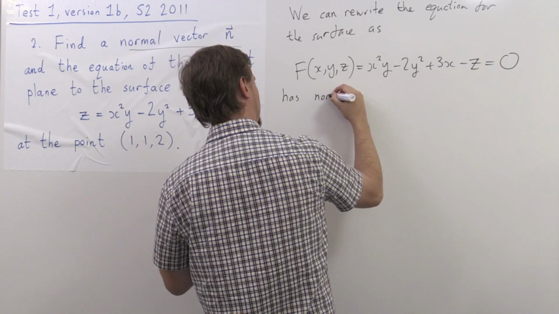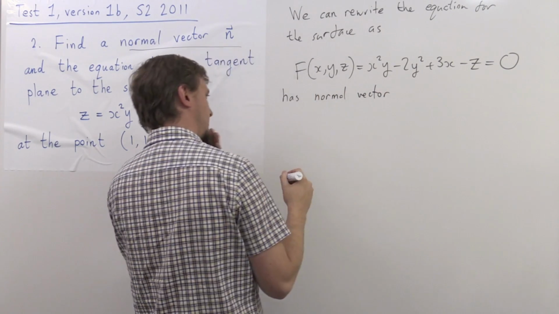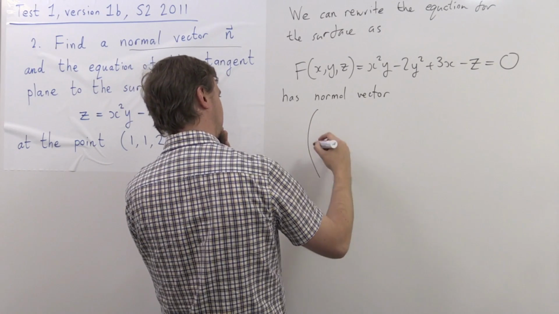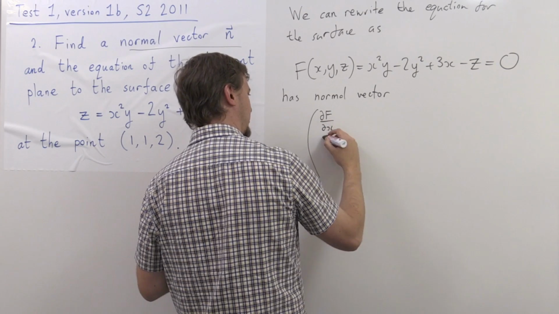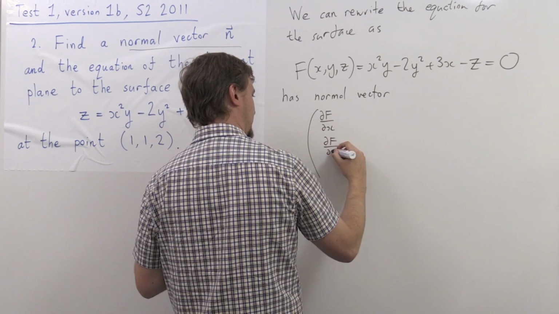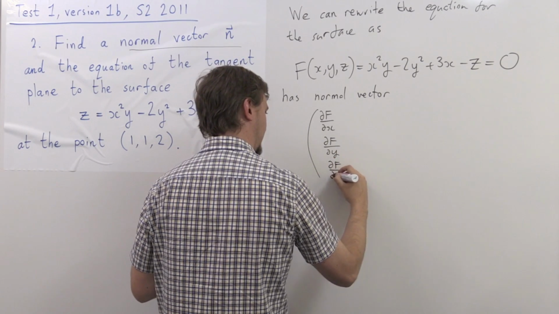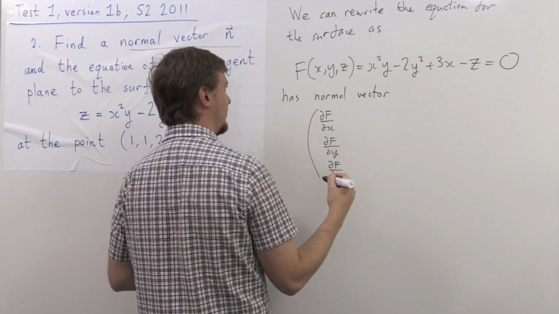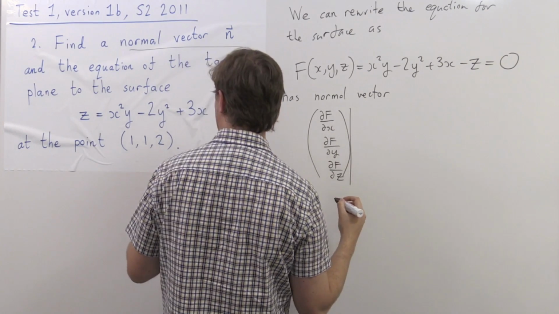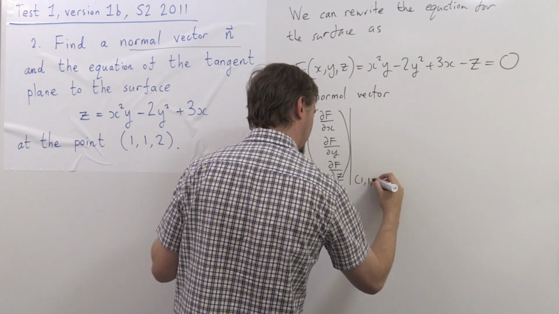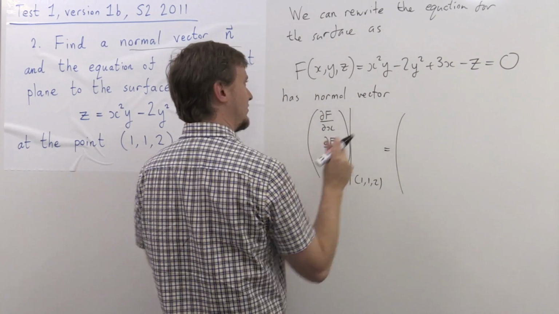What's really nice about writing it this way is there's a fairly almost symmetric way to write down what the normal vector would be. You just get the vector whose components are the partial derivatives of this f. And I'm actually looking at a particular point, the point 1, 1, 2.